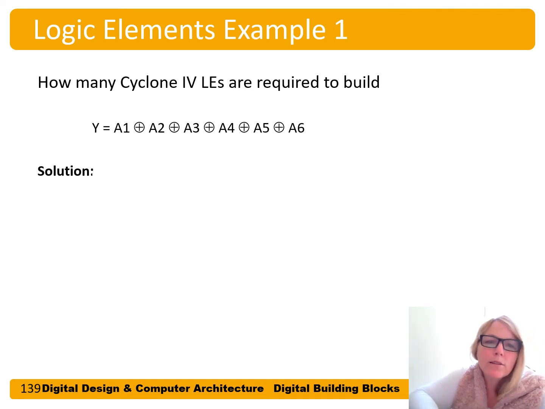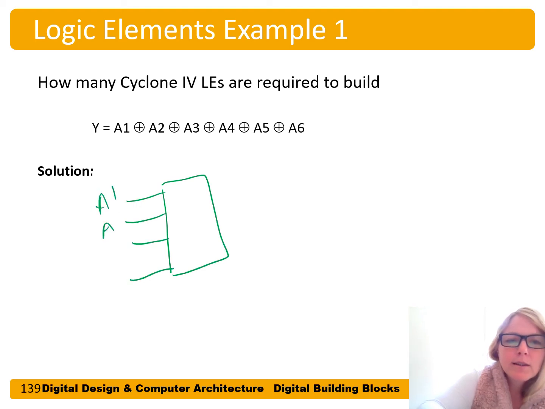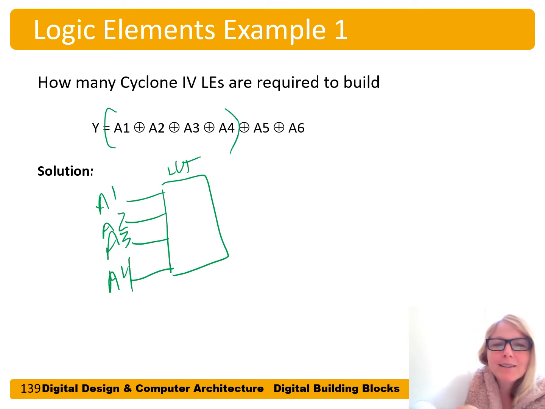Now suppose we want to use LEs to perform this XOR function of 6 inputs. Well, it'd be nice if we could just use one lookup table, but we can't, right? But we can use one to do the XOR of A1, A2, A3, A4. We could perform that kind of partial calculation on one of the LEs.